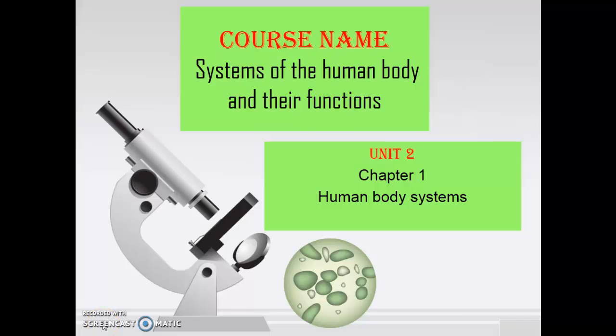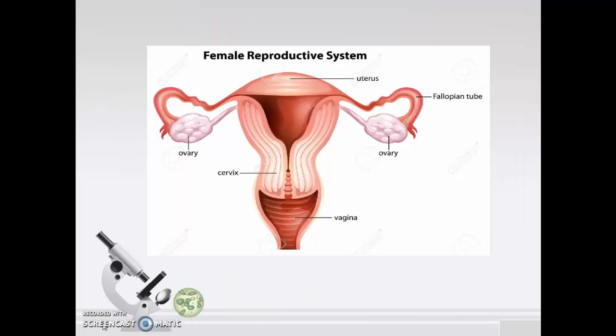Hello everyone. We are going to continue with chapter 1 of unit 2, which is human body systems, and the course name is the same, that is systems of the human body and their functions. So let's get started. You can see the female reproductive system here. We are going to talk about the reproductive system.